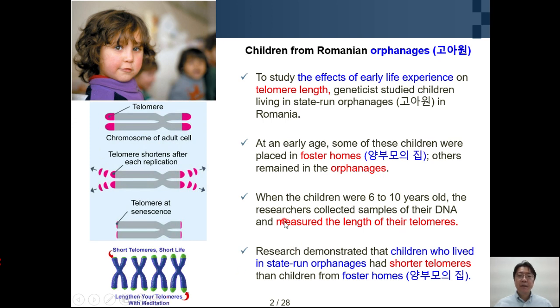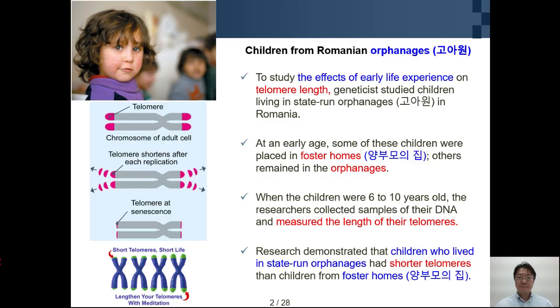Finally, the research demonstrated that children who lived in the state-run orphanage had shorter telomeres than the children from foster homes. Maybe the children from foster homes will show telomeres like this, but children who lived in the state-run orphanage will show telomeres like this. So it means that early life experience affects telomere length. In this slide I did not explain the detailed mechanism, but we will see it in a later slide.